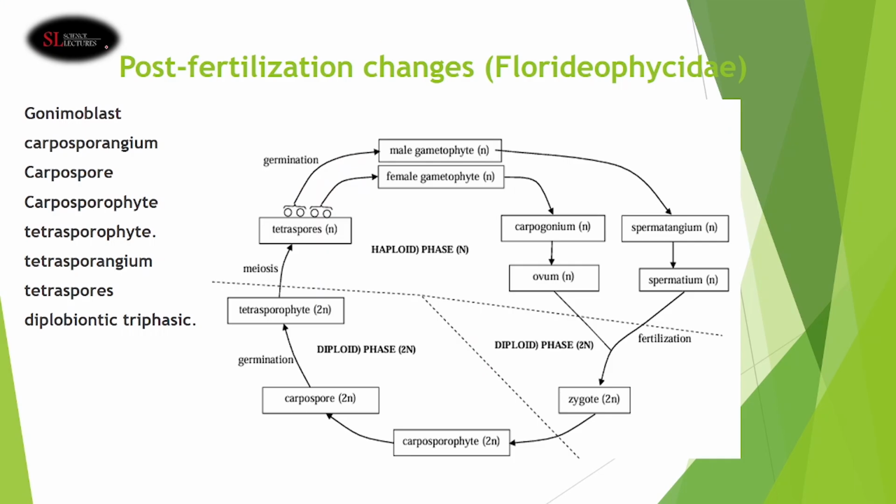Just to repeat what I've said. The male gametophyte forms the spermatangium. The female gametophyte forms the carpogonium. This one contains the ovum, this one contains the spermatium. So when the two fuse, we form a diploid zygote. Haploid plus haploid, you get a diploid zygote.